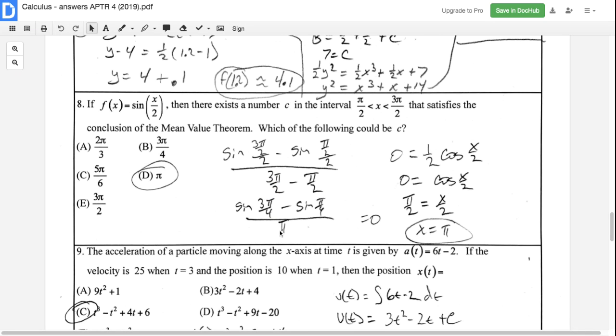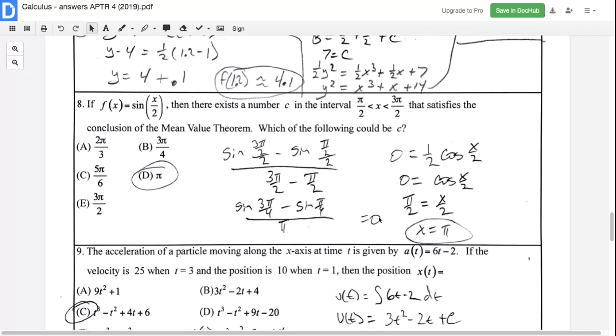So that gives me pi on the bottom. This reduces to 3 pi over 4. This reduces to pi over 4. And these are both the square root of 2 over 2. So square root of 2 over 2 minus square root of 2 over 2 gives me 0. So that means the average rate equals 0.